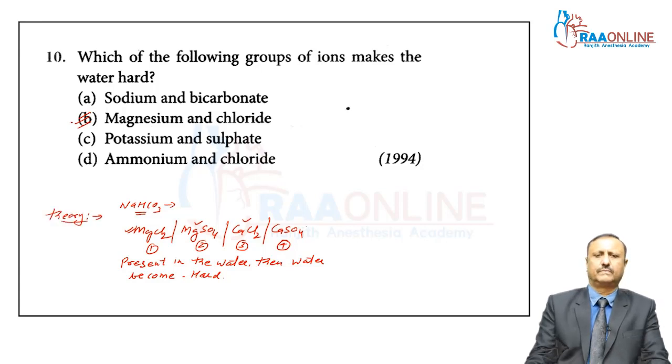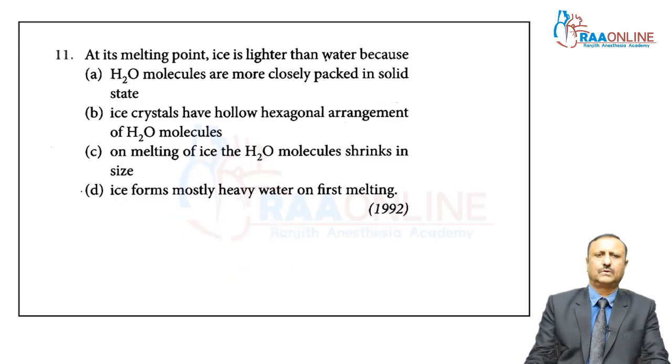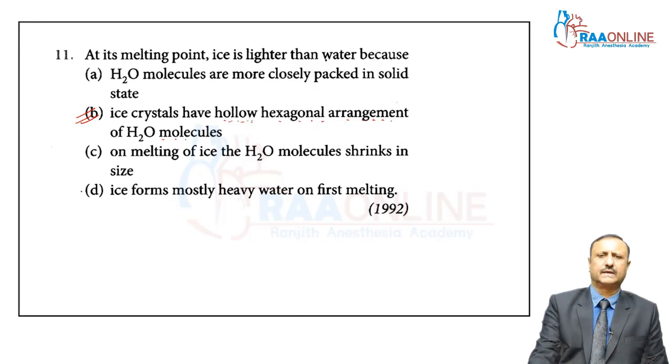This is the theory which is given in your NCERT books. Now, we can go to question number 11. At its melting point, ice is lighter than water because, my dear students, the answer is B. Here ice crystals have a hollow hexagonal arrangement of water molecules, and in the hexagonal arrangement there is space, there is vacancy, these are vacant.